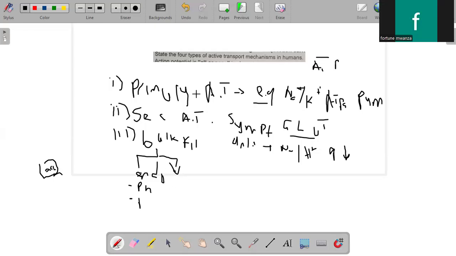So these are the types of active transport, and I've also talked about the other one, the passive type of transport across the membrane.